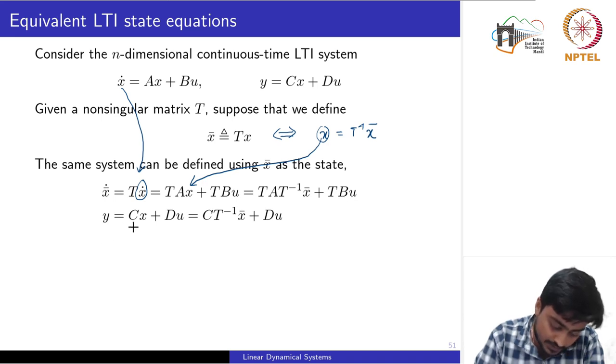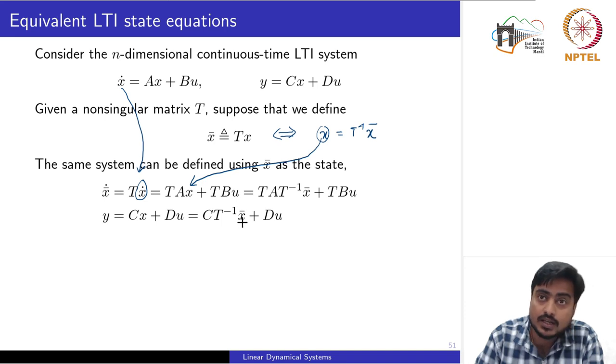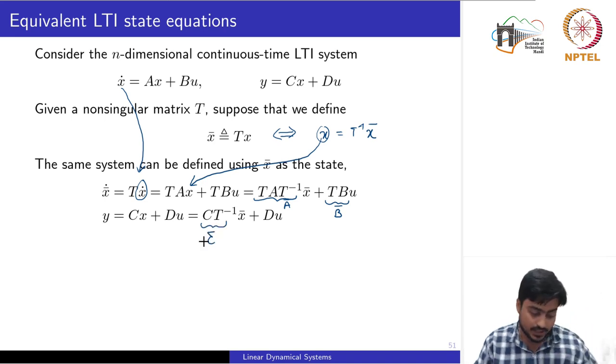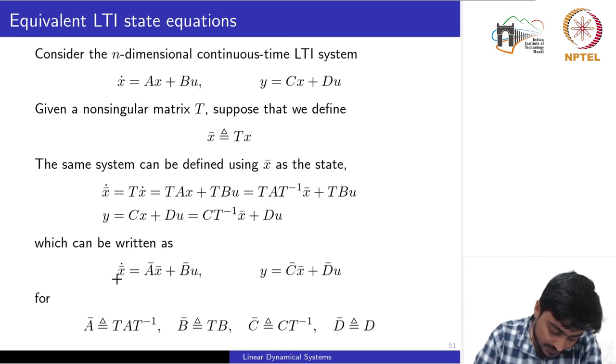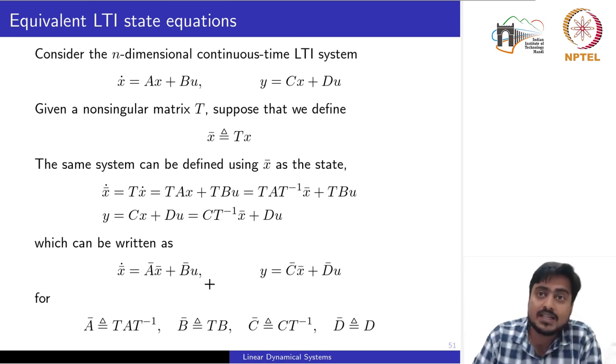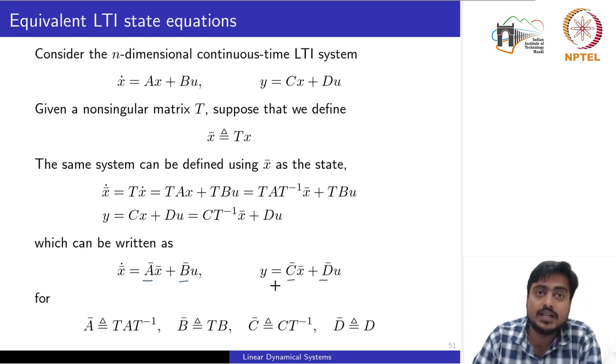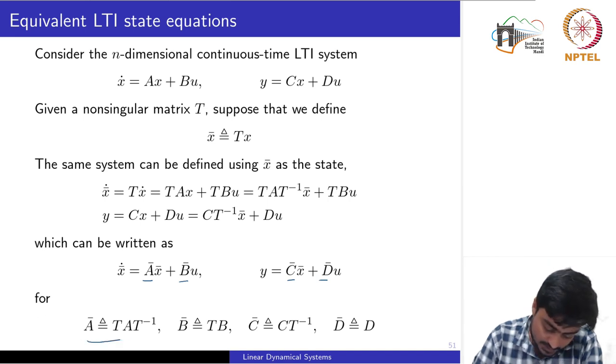Similarly, we replace x in the output equation, so we get C into T inverse into x bar plus D into u. Now you see that this whole matrix multiplication I can represent by A bar, this one by B bar, and this one by C bar. So in fact, I obtain another state space representation in terms of A bar, B bar, C bar and D bar, for all these relationships.